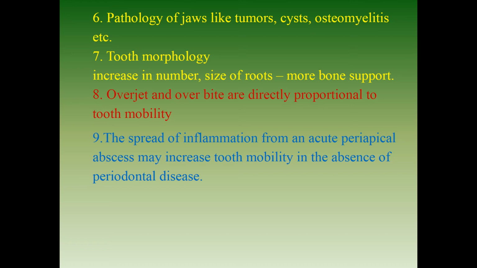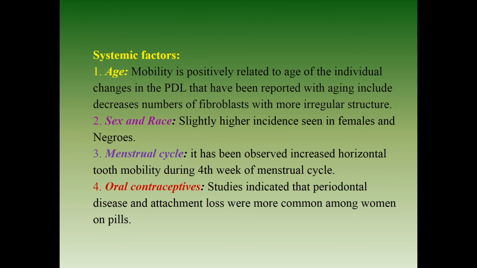Also, we have overjet and overbite, or the spread of inflammation from the periapical area. Sometimes we don't have any inflammation in the periodontium, but the inflammation comes from the periapical area, or a periapical abscess. If there is any inflammation in the periapical area, then the inflammation will spread to the periodontium and start inflammation there, and mobility will occur later on.